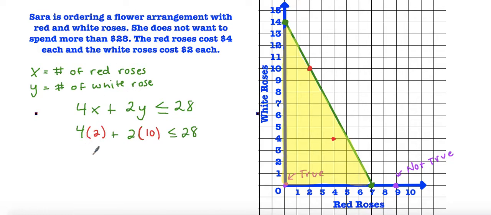So 4 times 2 is 8. 2 times 10 is 20. And that is exactly equal to 28. So that's true because it's less than or equal to. So remember, if it's in the shaded region, it's less than. If it's on the line, it's equal to.